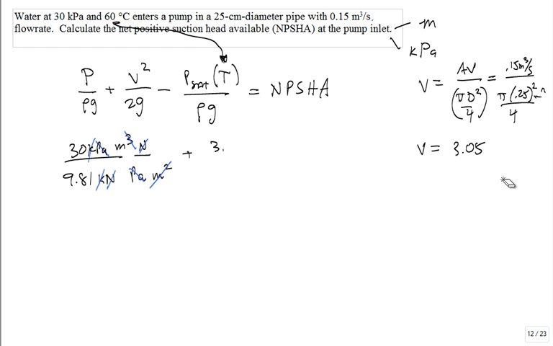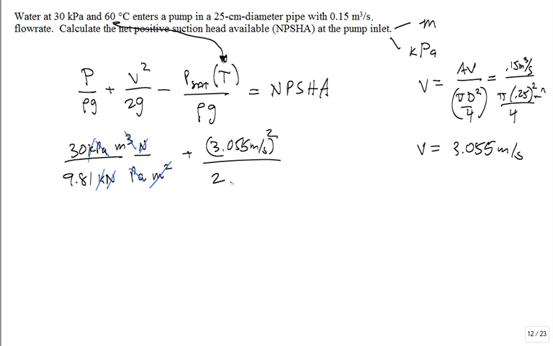What's the fourth digit on that? 5 meters per second. Okay. 3.055 meters per second, squared, divided by 2 times 9.81 meters per second squared. And so let's go ahead and run these as we're going. 30 divided by 9.81, so this is 3.06 plus 0.476 meters. Okay, what's the saturation pressure of water at 60 degrees C?